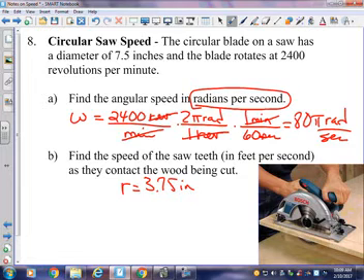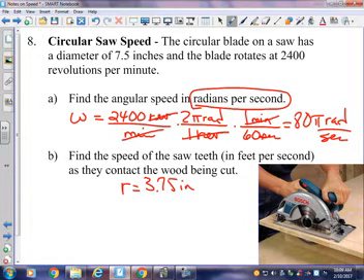Now, the speed of the saw teeth in feet per second as they contact the wood being cut. So when you start your circular saw at the edge of the wood back here, the speed at which it's traveling before it hits the wood, because we know once it hits it's going to kind of slow it down because of friction, right? But right before it hits the wood, we want to know how fast the blade is turning in feet per second. Now, this is in inches, so somewhere along the way we obviously need to convert to feet, but at least this is in seconds, so the time unit will be correct.